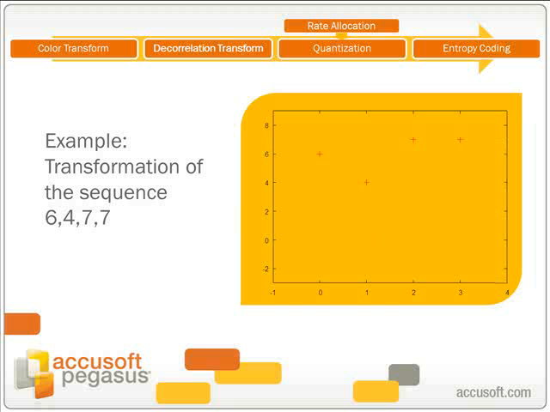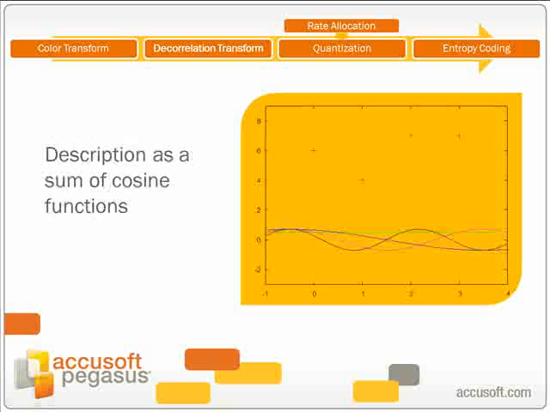Let me now give you an example of the transform that is used in JPEG to decorrelate data: the discrete cosine transform, or simply the DCT. Say we want to encode the sequence 6 4 7 7, which is shown in the plot you see. The most natural way to describe it is to simply store that sequence as it is. However, there are other ways to describe it. For example, as the sum of cosine functions of different frequencies and amplitudes. We can play around a little bit to eventually figure out the different amplitudes of the cosines so that the sum of them goes through all 4 points.